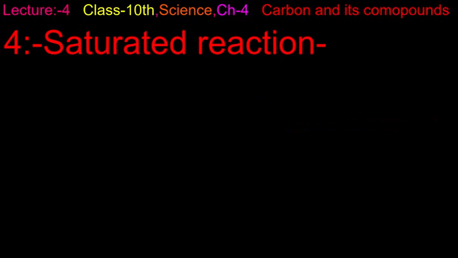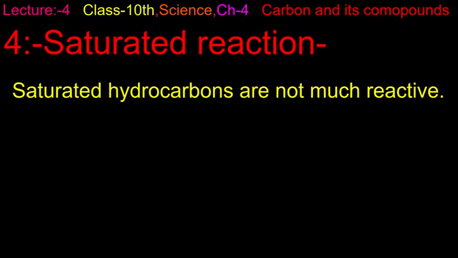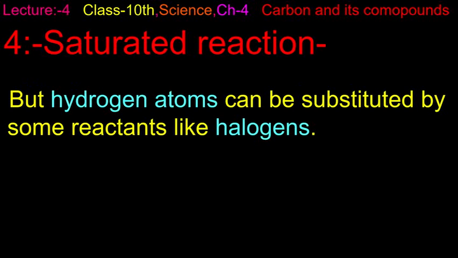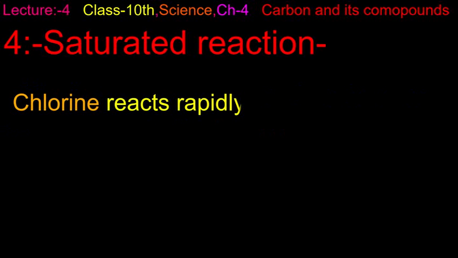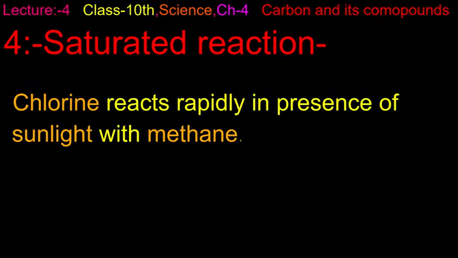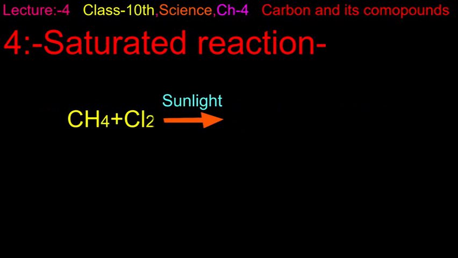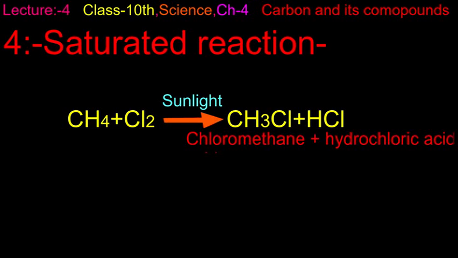Next, we consider the substitution reactions. Saturated hydrocarbons are not much reactive, but hydrogen atoms can be substituted by some reactants like halogens. Chlorine reacts rapidly in presence of sunlight with methane. The reaction is CH4 plus Cl2 in presence of sunlight give CH3Cl plus HCl, chloromethane and hydrochloric acid.